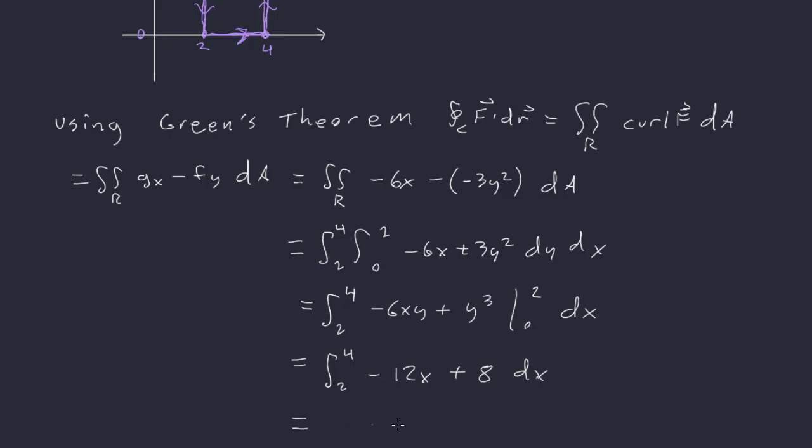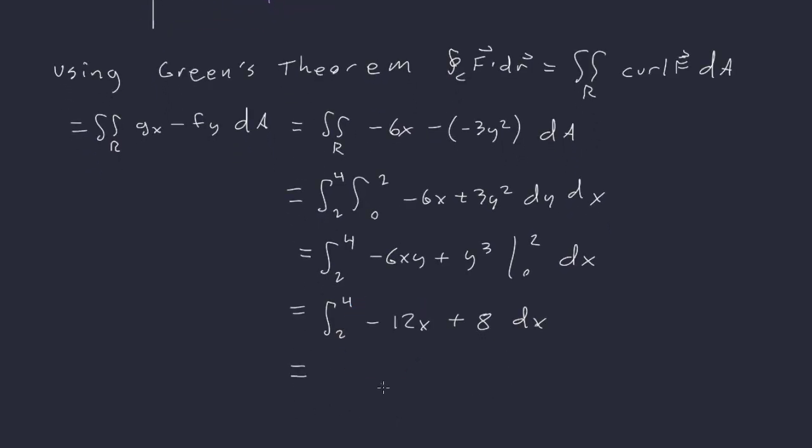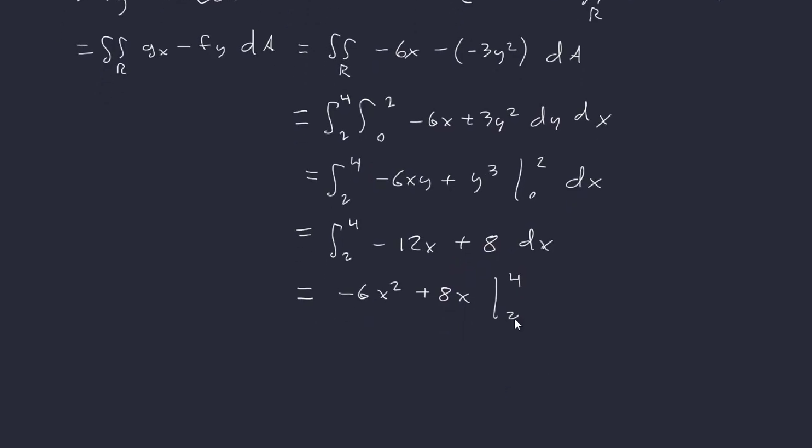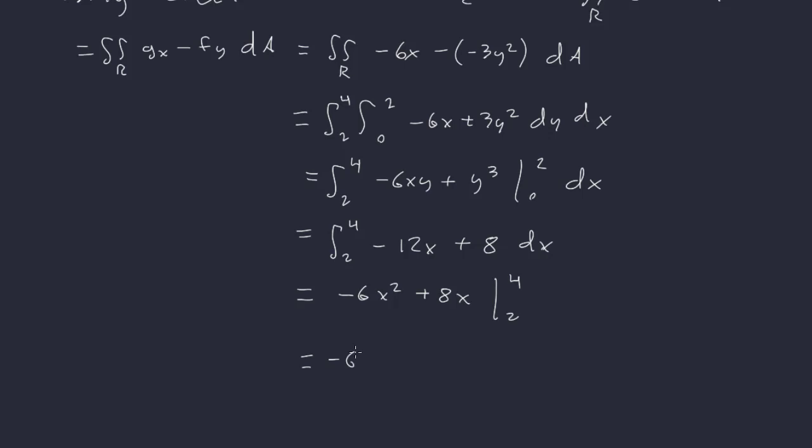And now it's turned into a Cal 1 problem, right? We'll get negative 6x squared plus 8x, and we will evaluate this from 2 to 4. So it'll be negative 6 times 4 squared plus 8 times 4, minus negative 6 times 2 squared plus 8 times 2.